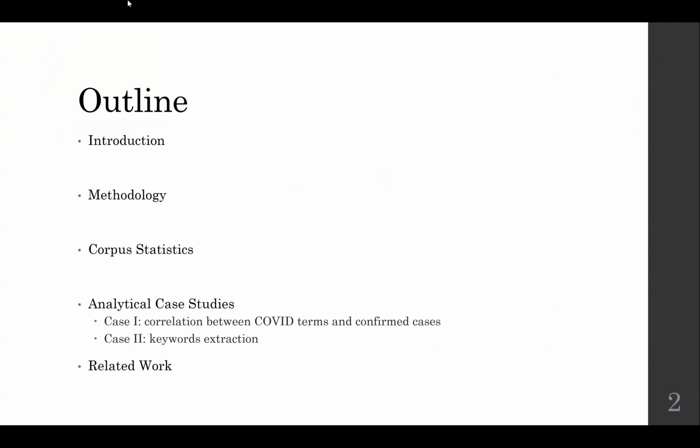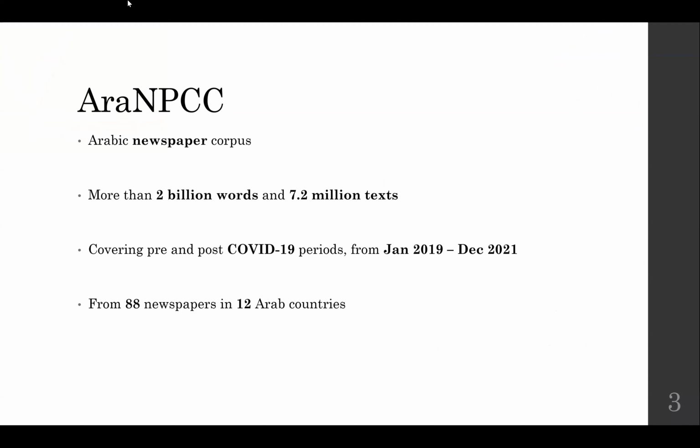So here's the outline. First, the introduction, the methodology, and some corpus statistics. Then I will show two analytical case studies. The first one, the correlation between COVID terms appearing in the newspapers and the number of confirmed cases. And the second case study is keyword extraction, and finally the related work.